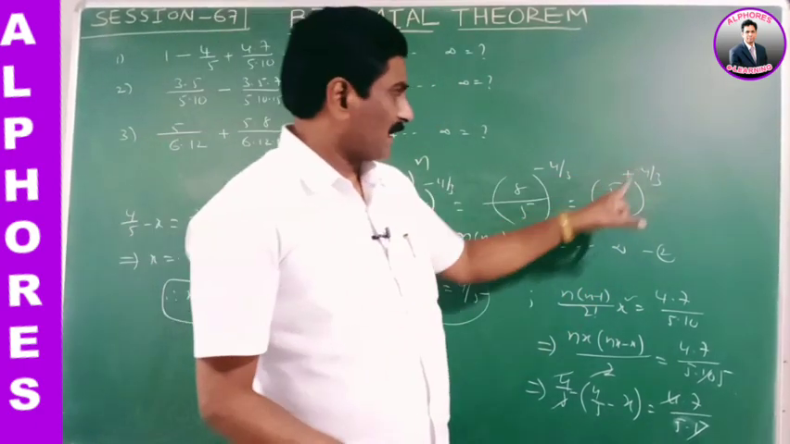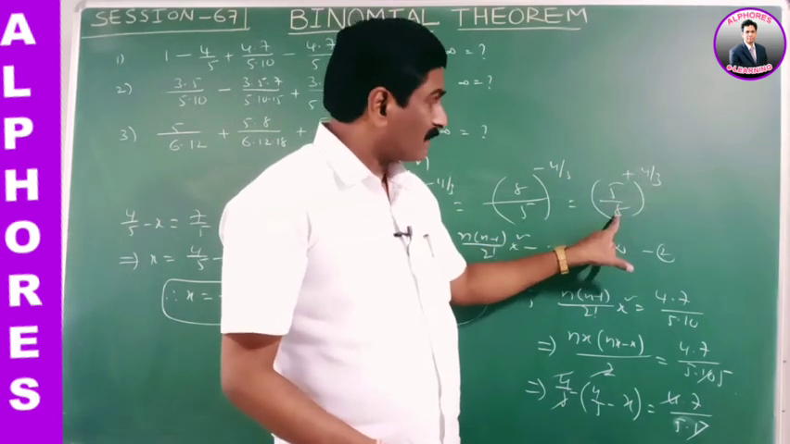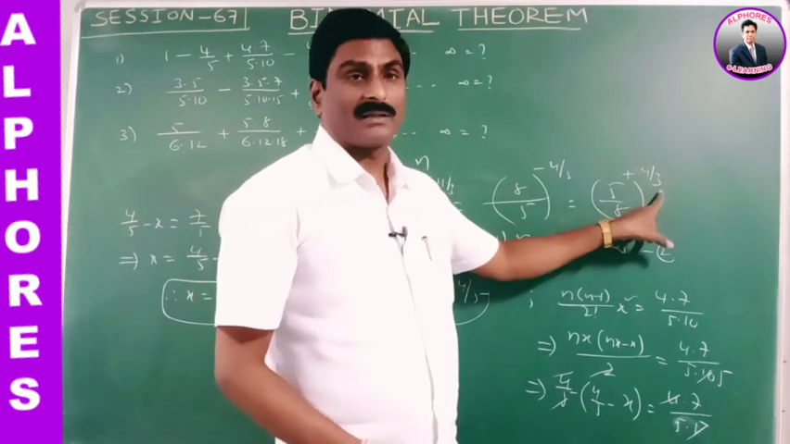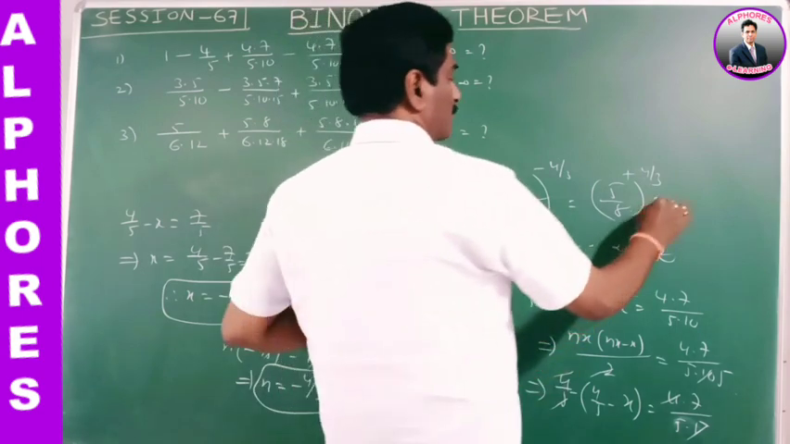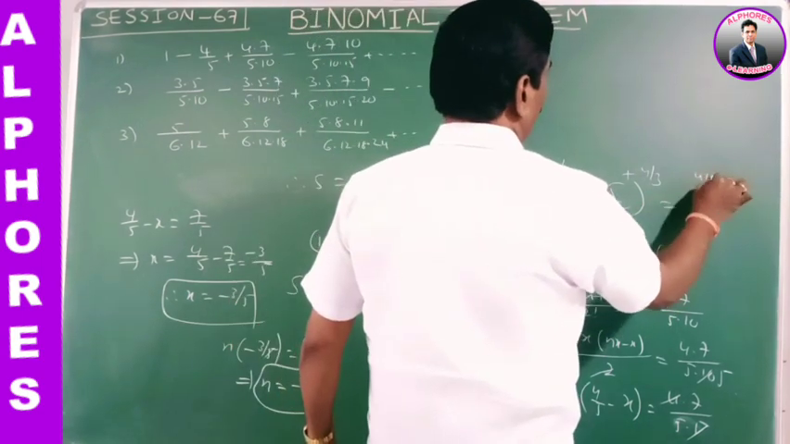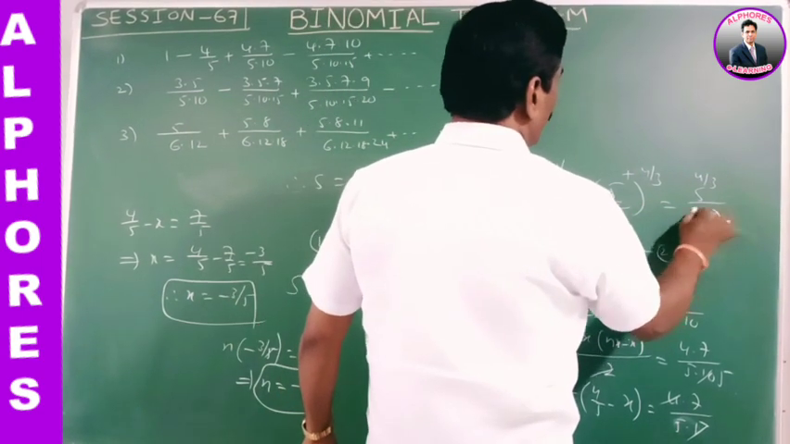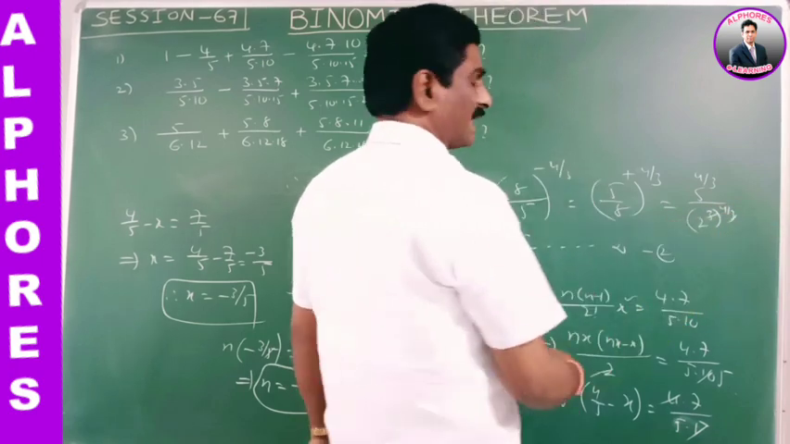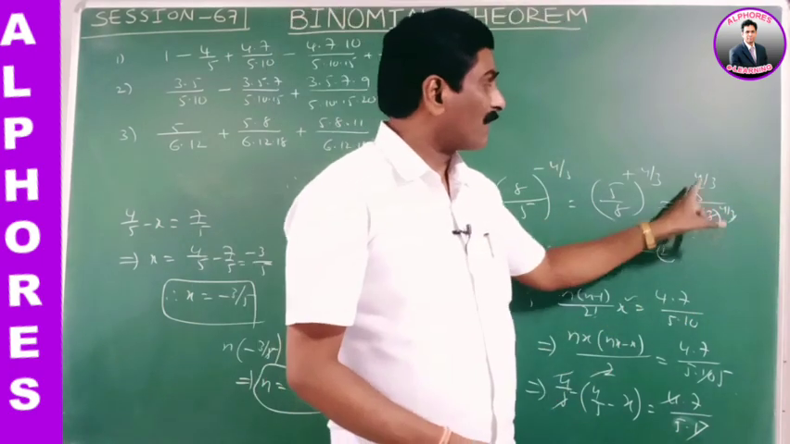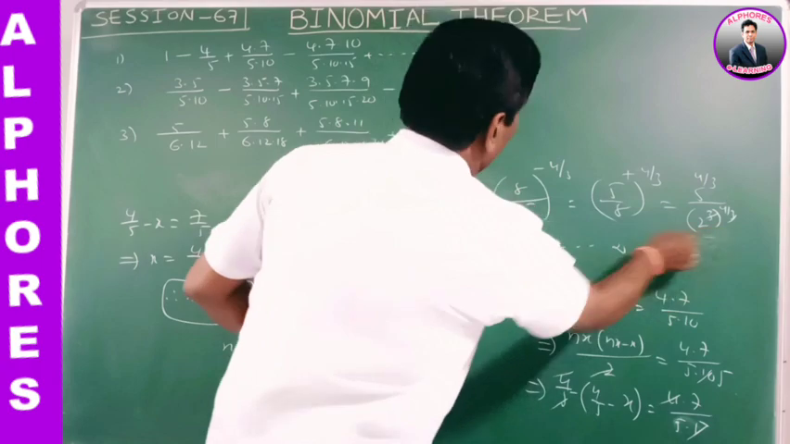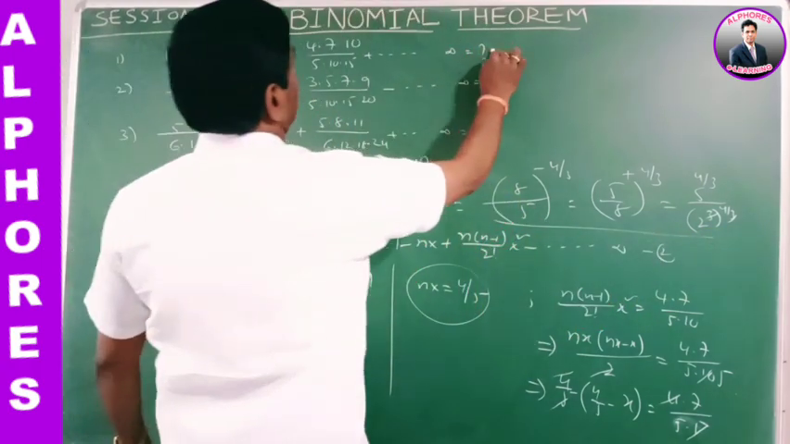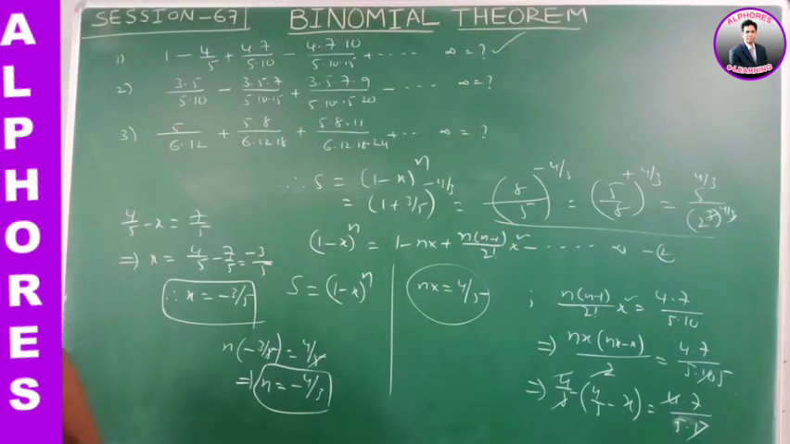5 power 4 by 3 by 8 power 4 by 3, where 8 means 2 cube. (2 cube) whole power 4 by 3 is equal to 2 power 4. Split this value: 5 power 4 by 3 by (2 cube) whole power 4 by 3. The 3 cancels, and 2 power 4 means 16. So 5 power 4 by 3 by 16 is the final result of this sequence. Please note this value.